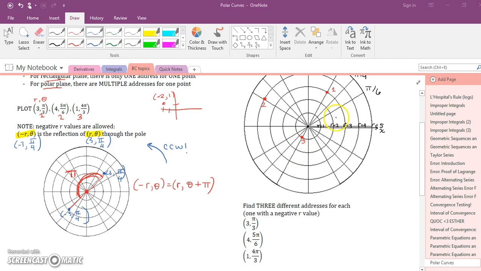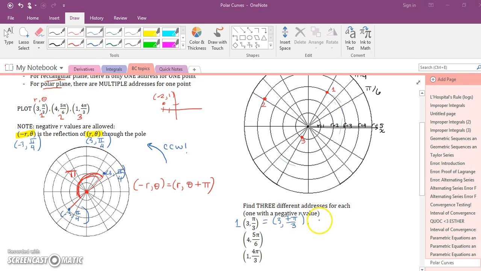So where am I here? This was (3, pi/3). This is point number 1. Another thing that I could do is I could go out 3, and instead of rotating pi over 3, I could rotate an extra circle here, and that would be 2 pi plus pi over 3. That would be 7 pi over 3, like that. That's one option.